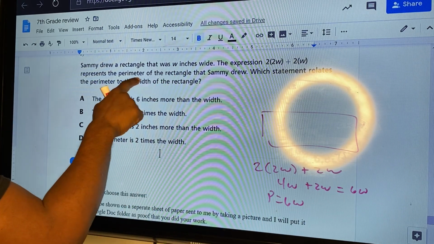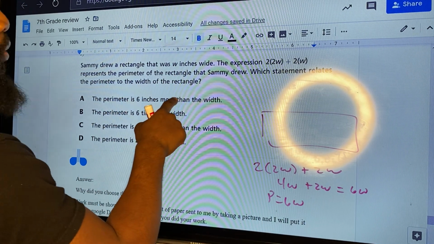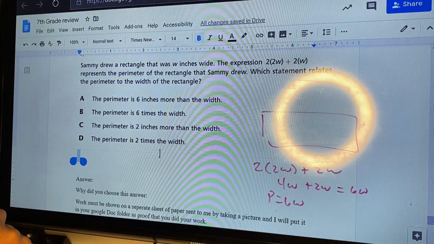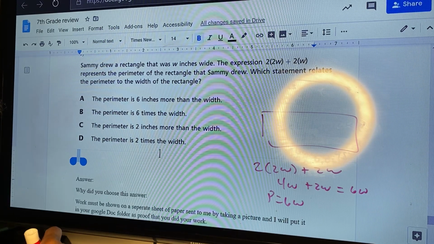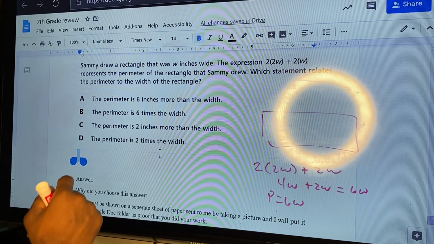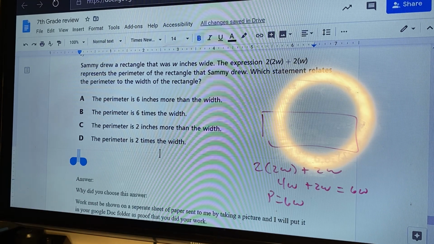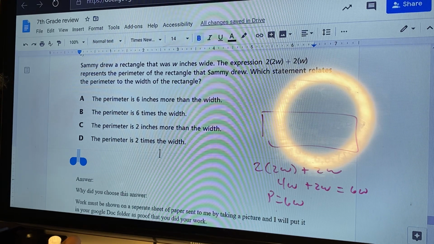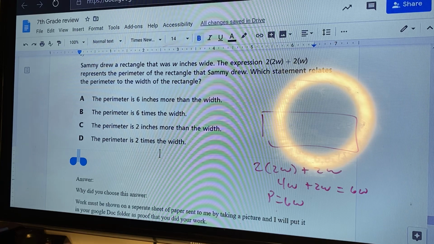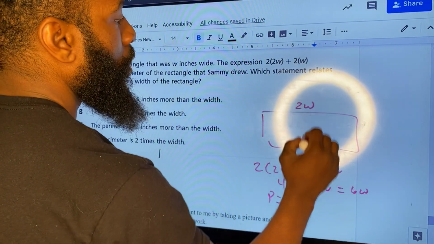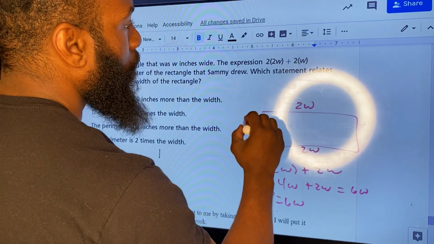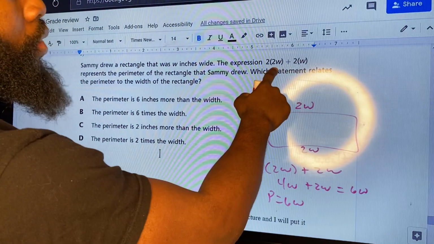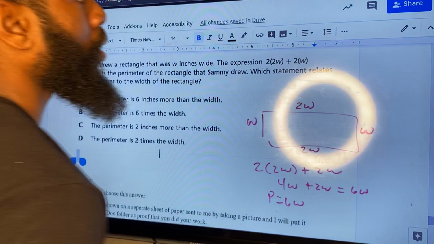Which statement represents the perimeter of the rectangle? The perimeter is 6 inches more than the width. The perimeter is 6 times the width. The perimeter is 2 inches more than the width. And the perimeter is 2 times the width. Okay, so here's 2W. 2W, that's the length, and the width is here. 2 times W, and this is W.